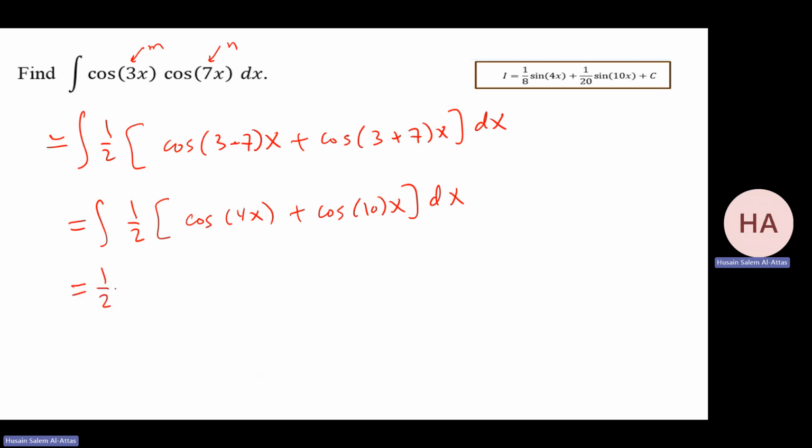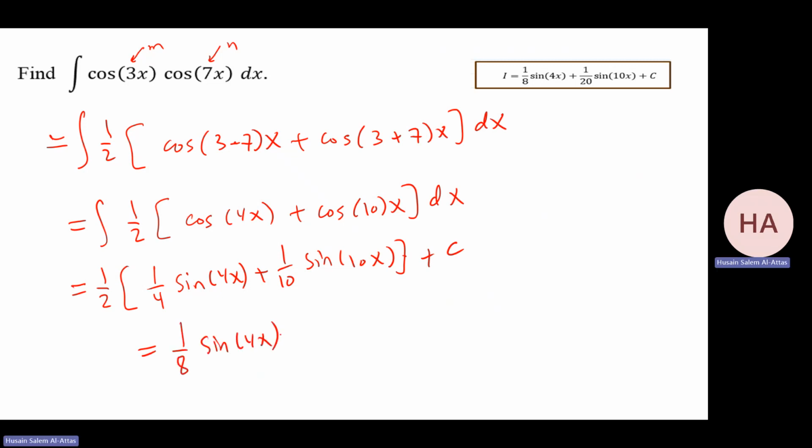Half, I take it outside. That will be 1 over 4 sine 4x plus 1 over 10 sine 10x plus c. So it will be 1 over 8 sine 4x plus 1 over 20 sine 10x plus c, which is this one.